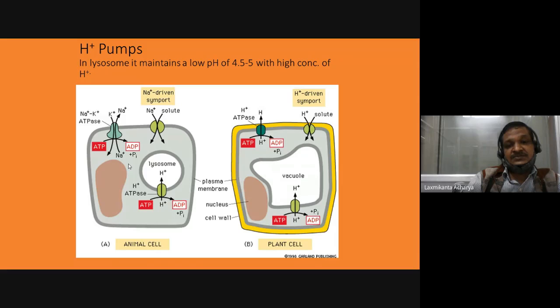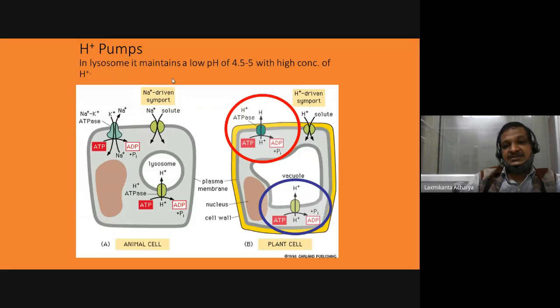You know, the lysosome is responsible for digesting all these things. All the enzymes are there, maybe digestive enzymes are there. So this is how ATP is changed to ADP and inorganic phosphate by the ATPase, and how the hydrogen ion is coming out. This is how the lysosome maintains a low pH with a high concentration of hydrogen ions. So this is how this H plus ion is coming into this vacuole.